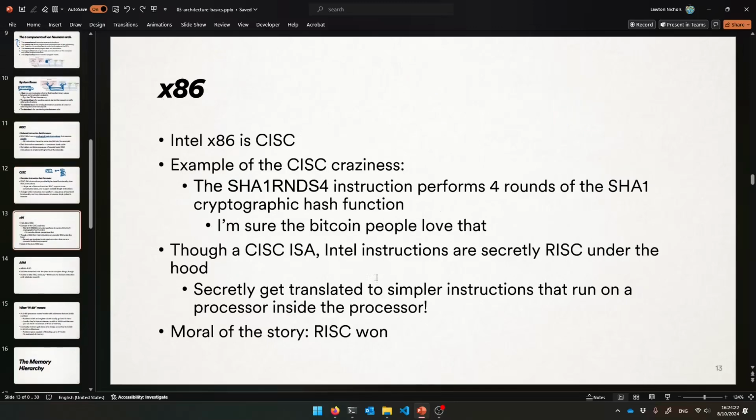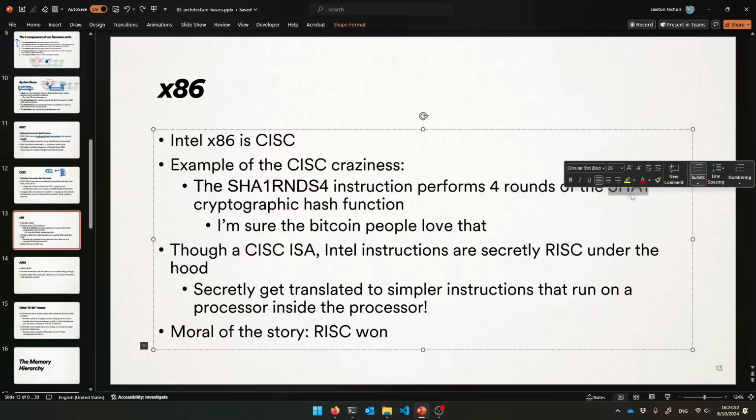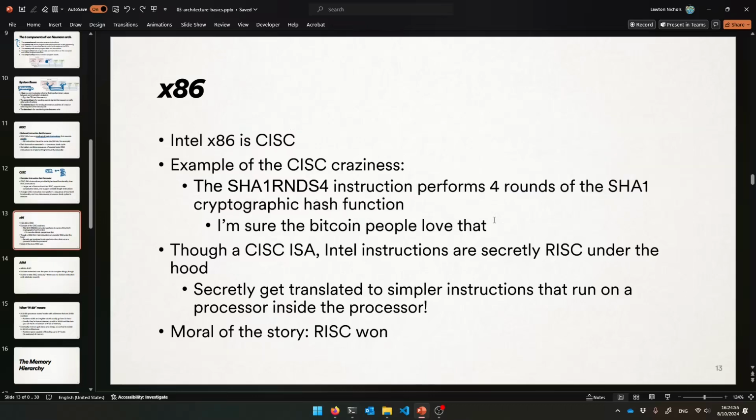So x86, Intel architectures. My computer right now is running the 64-bit Intel x86 CISC architecture, and that means it has variable length instructions. It's got some weird instructions that do a lot of stuff at once. Here's an example of one assembly instruction in Intel land. There is one called SHA1RNDS4, and what that does is it performs 4 rounds of a cryptographic hash function called SHA-1, and it's very complicated, all right? That's used in Bitcoin, for example. But yeah, that's insane, okay? That's insane.